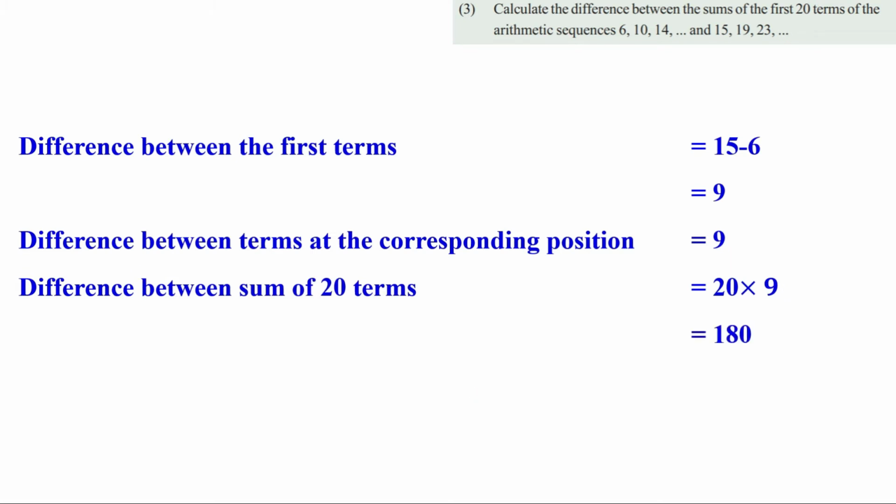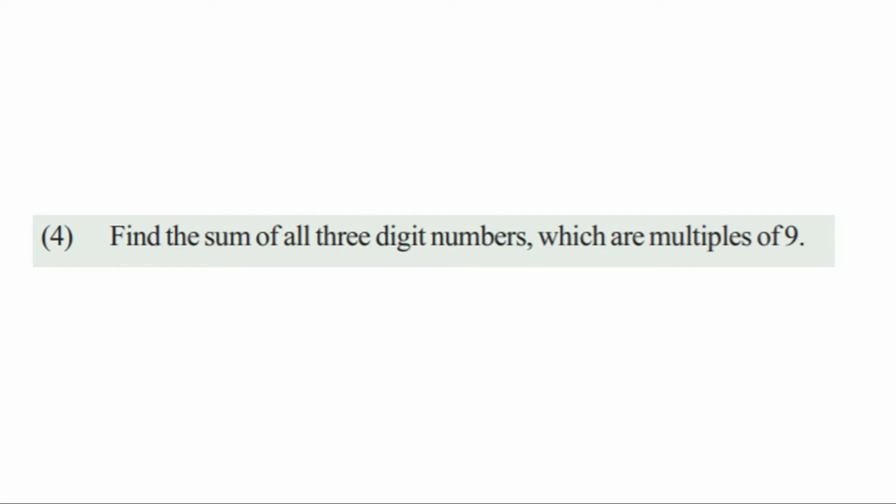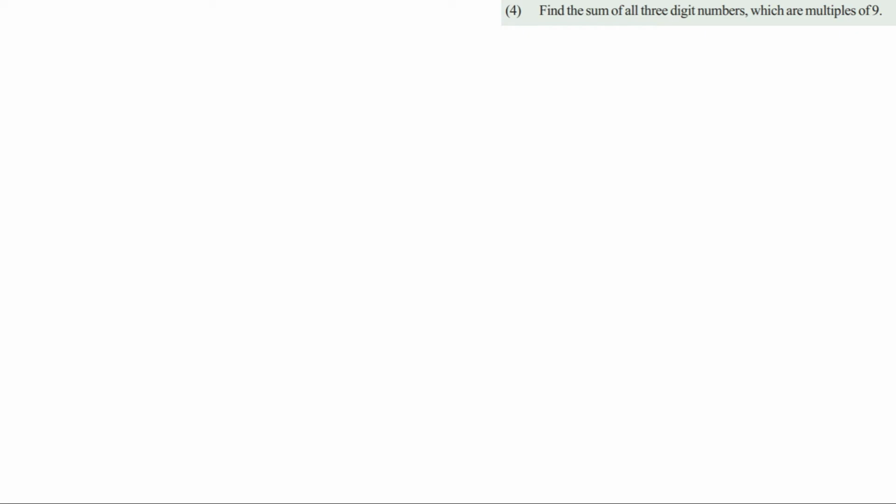Today, let us do the remaining problems from page number 35. The fourth problem is: find the sum of all 3-digit numbers which are multiples of 9. First of all, we need to find all 3-digit numbers which are multiples of 9. We know it is an arithmetic sequence with common difference 9.